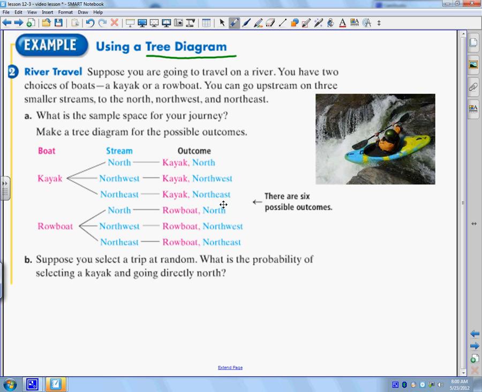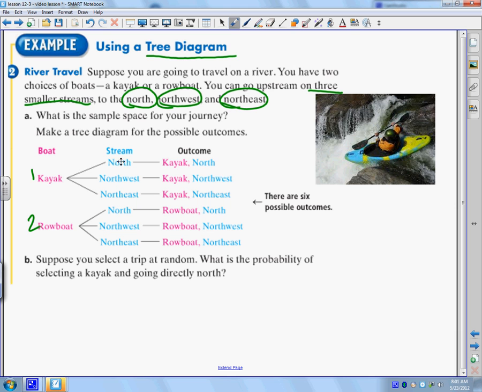It says you are going to travel on a river. You have 2 choices of boats. 1, you could choose a kayak. 2, you could choose a rowboat. And you have 3 choices of streams, 3 smaller streams: to the north, the northwest, or the northeast.